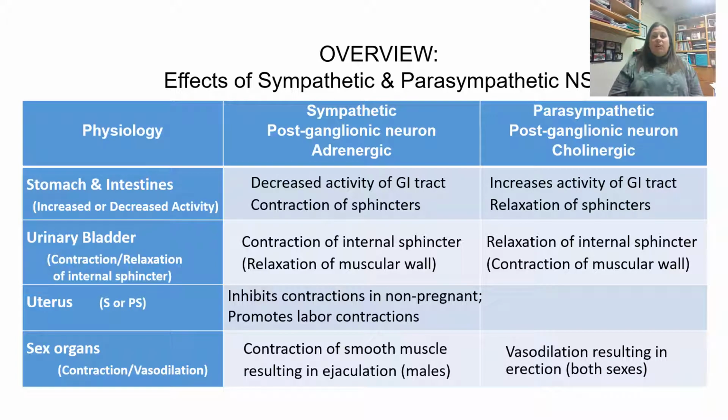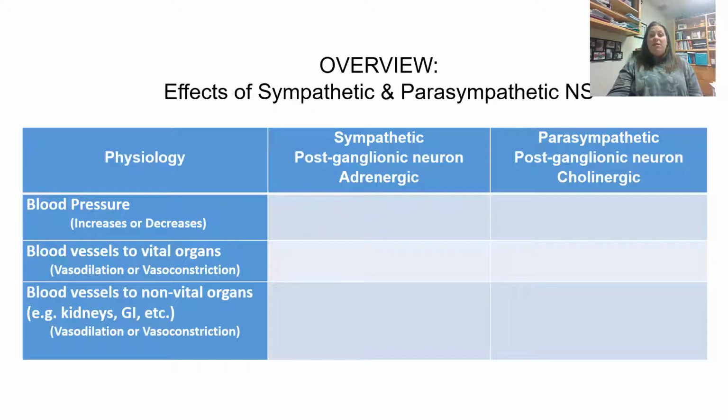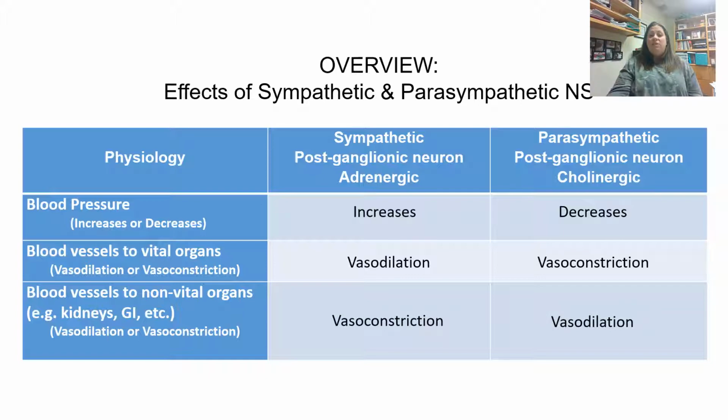We see that in the sex organs, the sympathetic is going to cause the contraction of smooth muscle resulting in ejaculation in males, but the parasympathetic is going to cause the vasodilation for erection to take place in both sexes. So the parasympathetic has to be in charge first before ejaculation can take place, which is overridden by the sympathetic nervous system. With blood pressure, the sympathetic nervous system is going to cause an increase, whereas the parasympathetic is going to cause a decrease. With blood vessels to vital organs, the sympathetic is going to cause vasodilation, whereas the parasympathetic is going to cause vasoconstriction. And then the blood vessels to non-vital organs are going to be the opposite. Sympathetic is going to cause vasoconstriction, and parasympathetic is going to cause vasodilation.